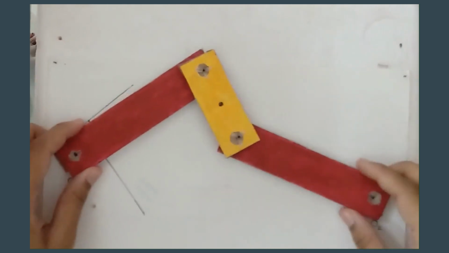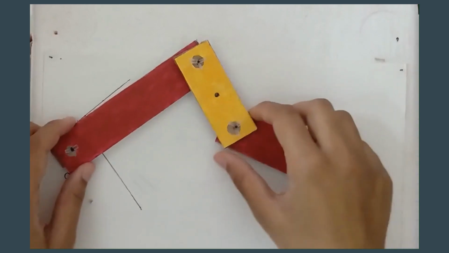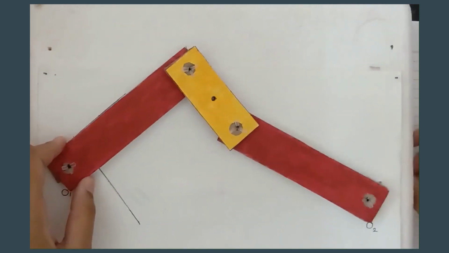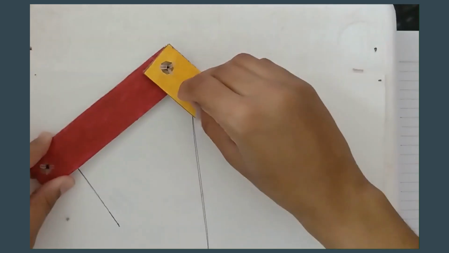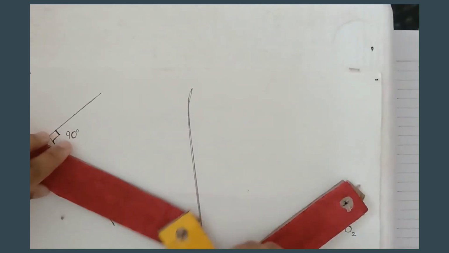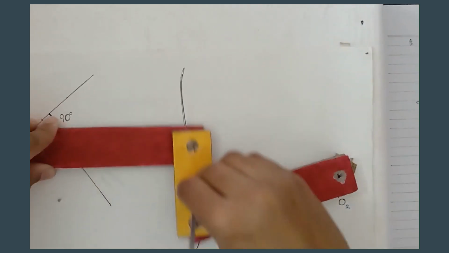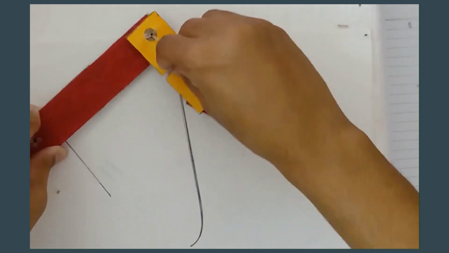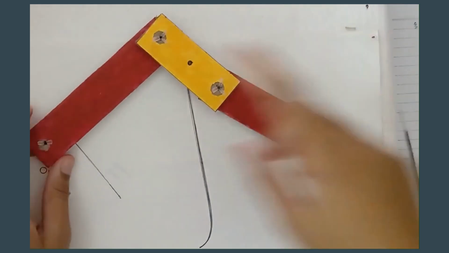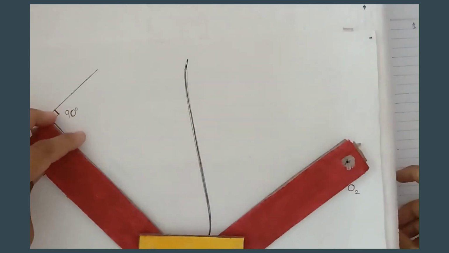When L1 is rotated, if the input angle is less than 90, the midpoint of L2 traces a straight line. If the input angle goes beyond 90, the coupler traces an infinity loop.